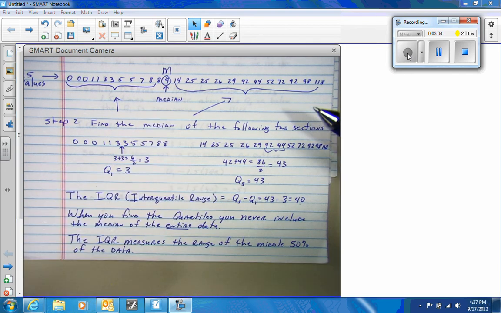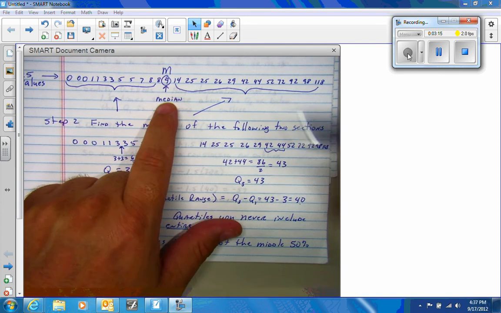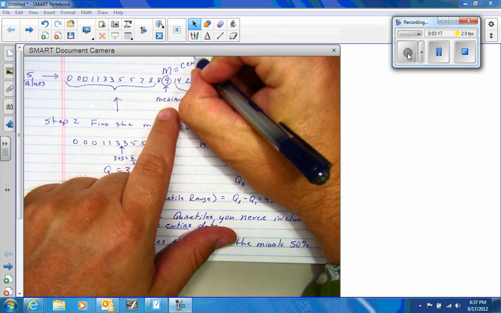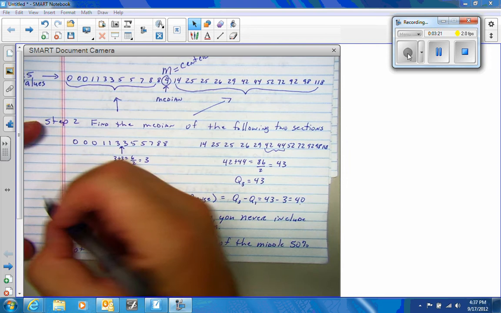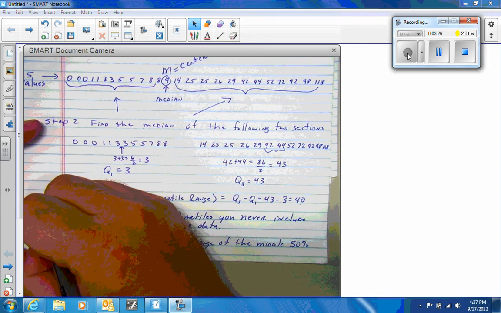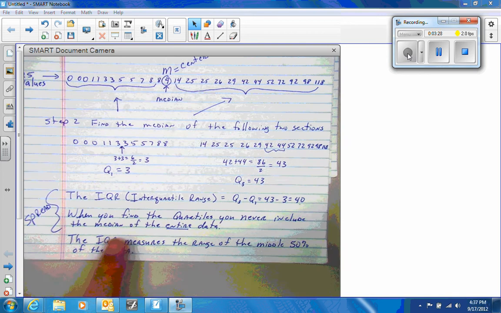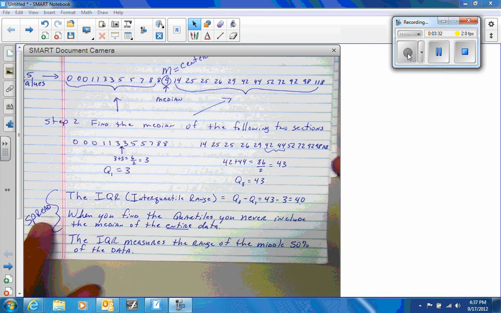Okay? Now, the IQR measures the range of the middle 50% of the data. So remember, the median refers to the center. That is the center. The IQR refers to the spread. This is the spread of the data. So the interquartile range represents the spread of the data.